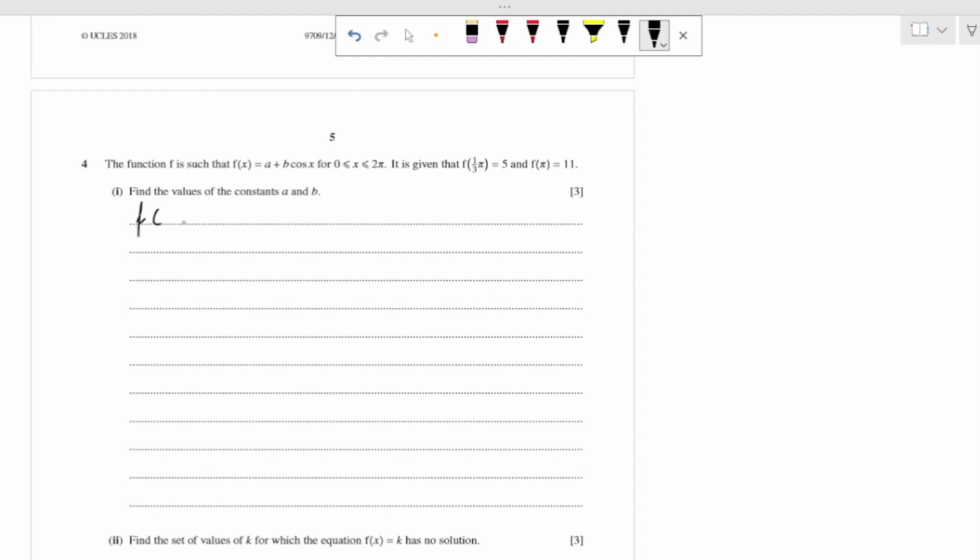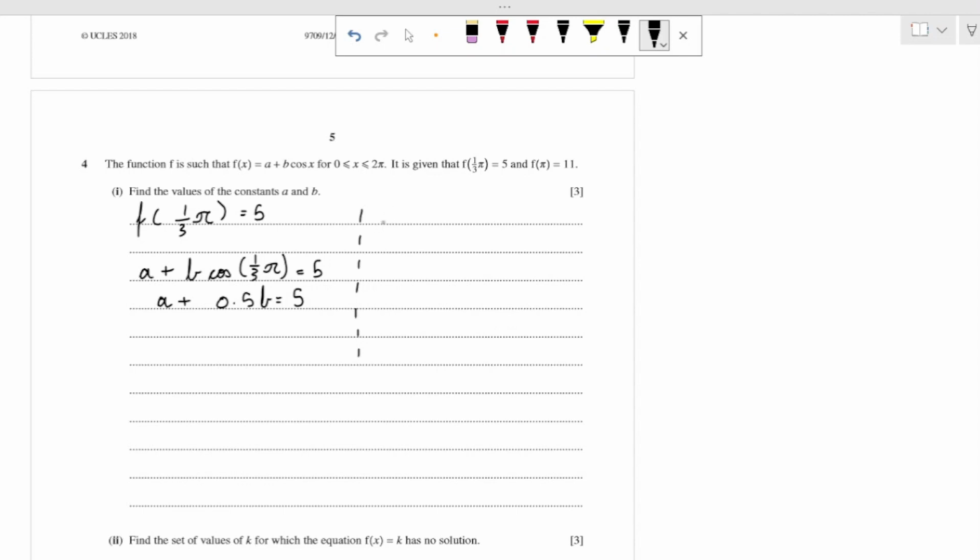First of all, let's start by writing what we already know. f(π/3) = 5. So we can write this as a + b cos(π/3) = 5, basically substituting into the actual equation. When we simplify this, we get a + 0.5b = 5. That's your first equation.